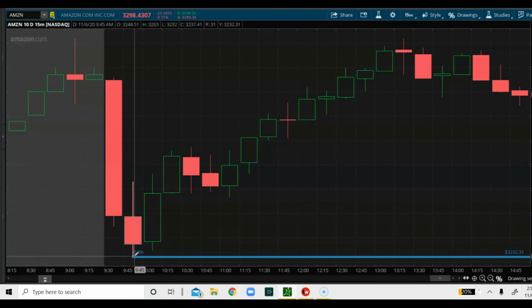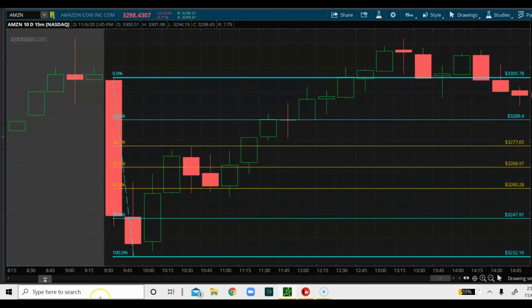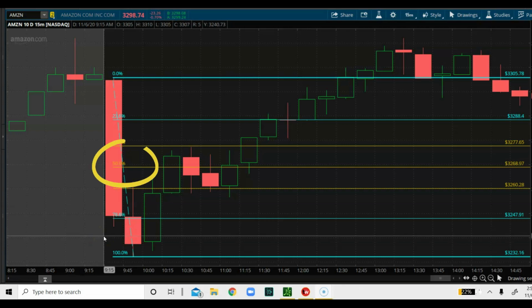I draw my Fibonacci from my swing low to my swing high, and there it is. It is generally known by traders that most moves will retrace around the Fibonacci levels, but specifically around the 50% level. This is why I have highlighted in yellow the 38.2%, 50%, and the 61.8% line.